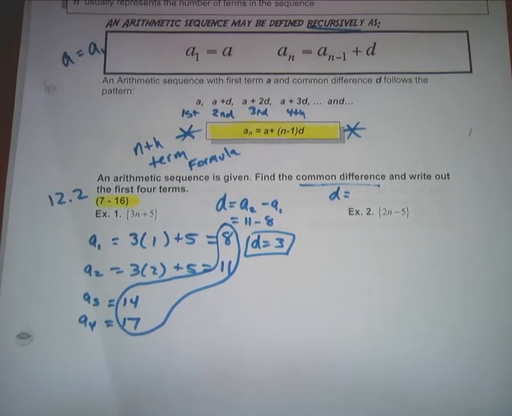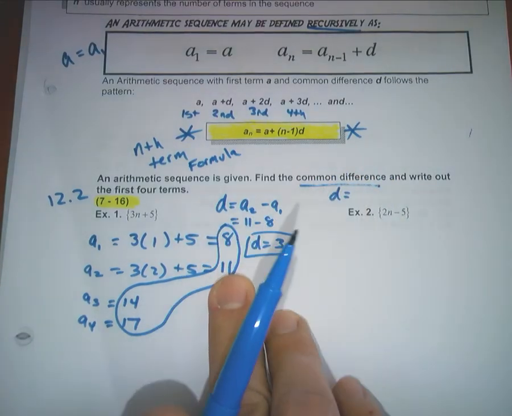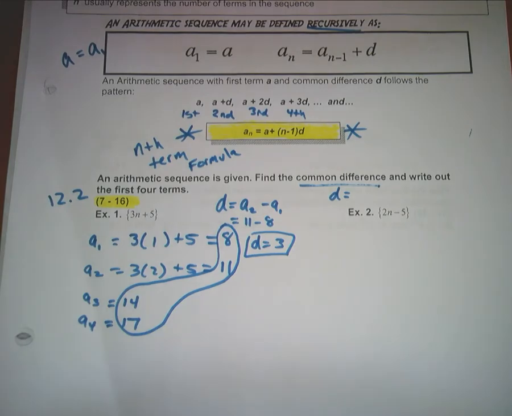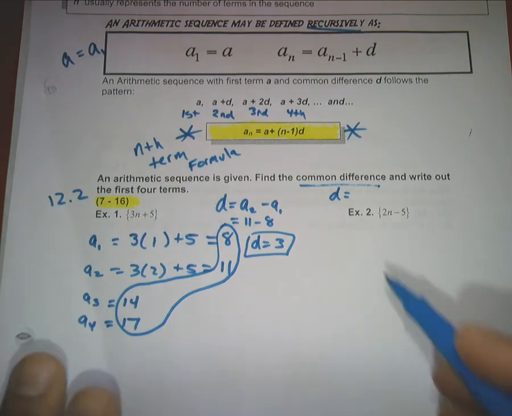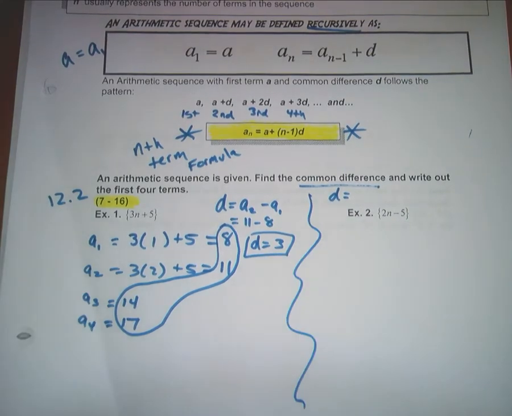Any questions for me with regards to example 1 on how I'm doing that? So again, you can plug in 1, plug in 2, plug in 3, plug in 4, or find the first 2, find the difference, and then keep on adding that. Okay? Give me a thumb, guys. Where are we at?